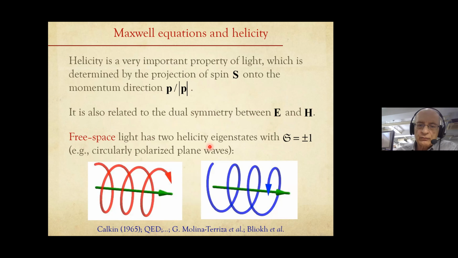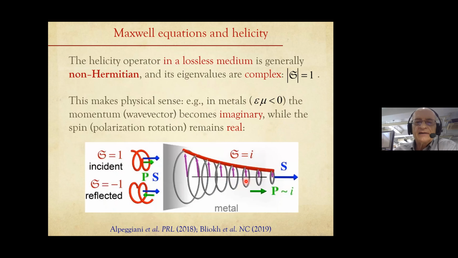Free space light has two helicity eigenstates, plus or minus, which are circularly polarized plane waves, either plus or minus. The helicity operator in a lossless medium is generally non-Hermitian. The eigenvalues are complex. This makes physical sense. In a metal where this is negative, the momentum becomes imaginary. And when you get P imaginary, then you can get this decay. The spin polarization rotation remains real.